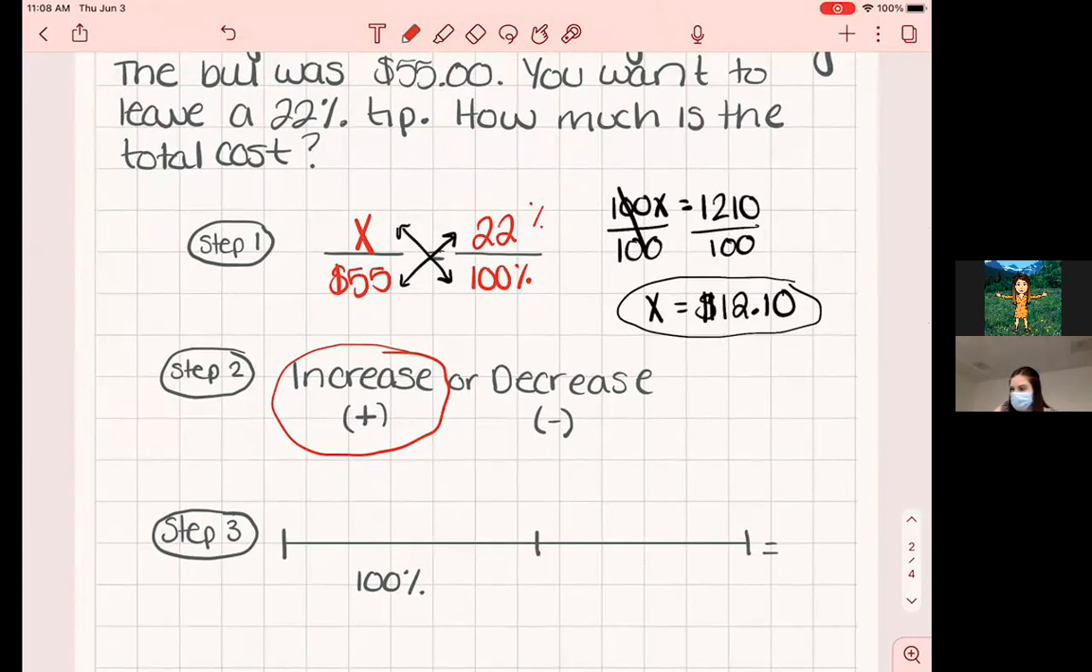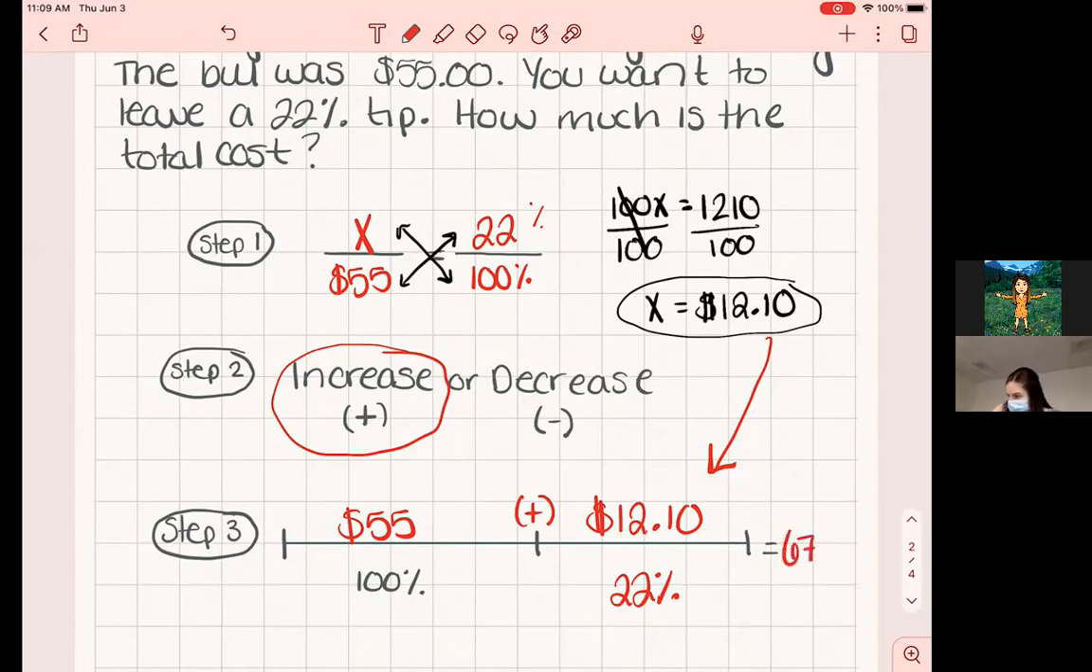Okay, so my whole this time was that 55. It was an increase, so I'm adding. It was an increase of 22%. And part one told me that that 22% is $12.10. Now that I have it filled out, I just have to do that math. 55 plus 12.10 is going to be 67.10.